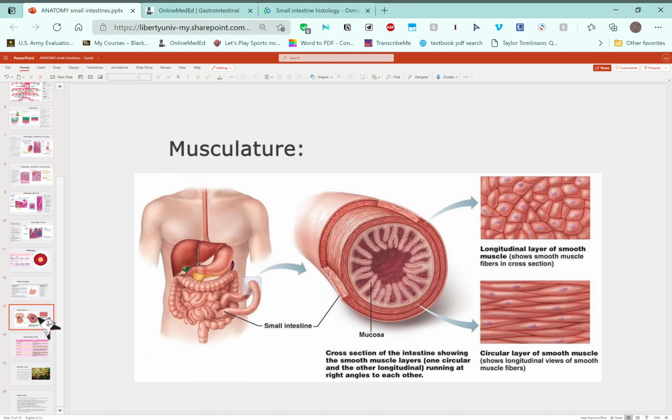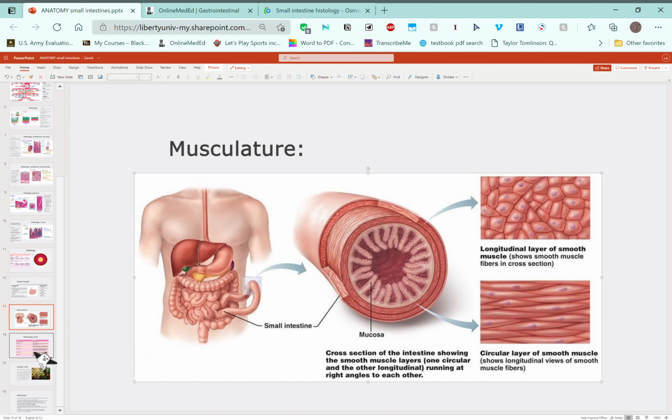The muscular layer of the small intestines really divides into those two layers that we touched on in the histology section, which will be the longitudinal layer of smooth muscle and the circular layer of smooth muscle. So we can see that the circular layer has these overlapping long fibers, while the longitudinal layer has more of these cuboidal shaped cells. And they're running at different angles to each other, we can see. It's a bit of a right angle where it intersects perpendicularly.